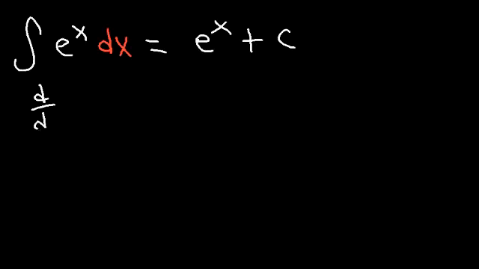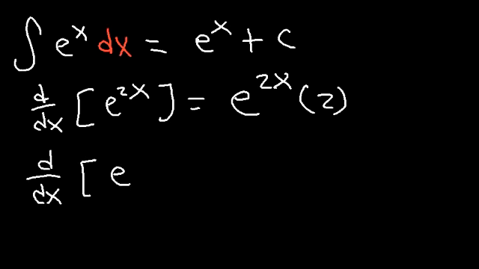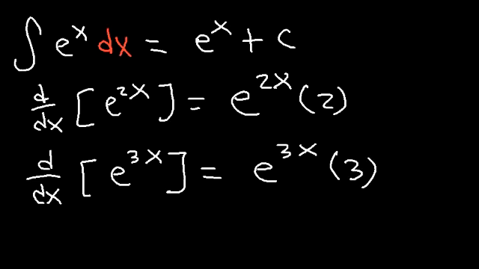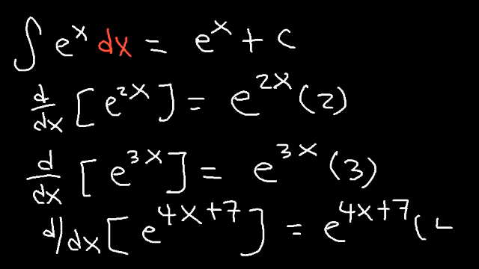Now, what is the derivative of e to the 2x? The derivative of e to the 2x is going to be e to the 2x times the derivative of 2x, which is 2, based on the chain rule. The derivative, let's say, of e to the 3x is going to be e to the 3x times the derivative of 3x, which is 3. And let's do one more example so you can see a pattern. The derivative of e to the 4x plus 7 is going to be e to the 4x plus 7 times the derivative of 4x plus 7, which is 4.